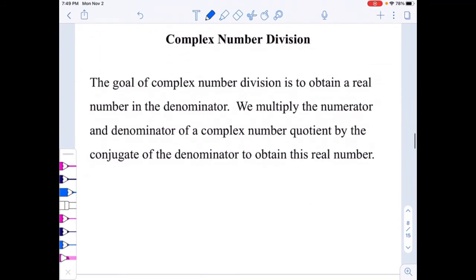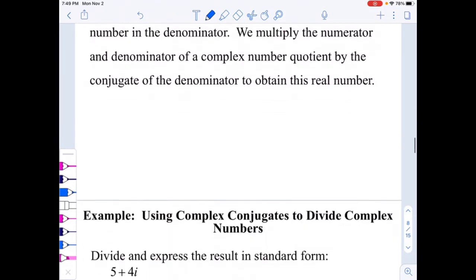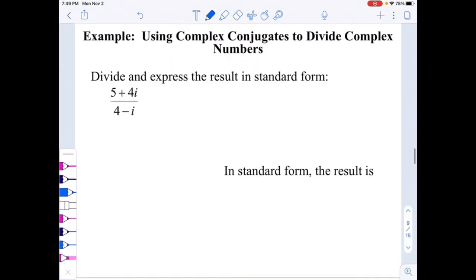Actually, in a moment. It says complex number division. The goal of complex number division is to obtain a real number in the denominator. Denominators have always been the thing that messes us up in terms of our domain, right? We couldn't have a 0 as a denominator. Anytime we have our imaginary unit, we cannot have an imaginary unit in the denominator, just like we couldn't have a square root in a denominator. So we multiply the numerator and the denominator of a complex number quotient by the conjugate of the denominator to obtain this real number. So now let's try an example.